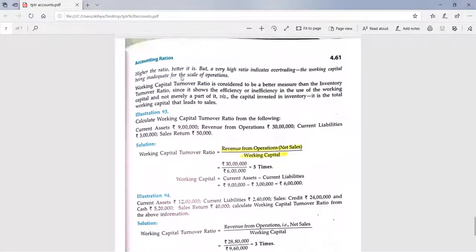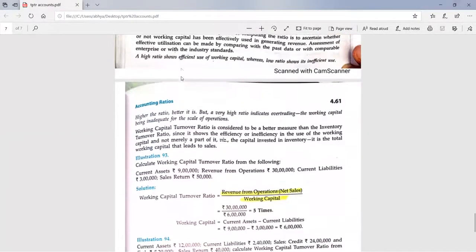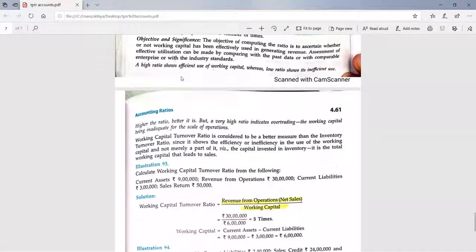The question is on working capital: you have to calculate the working capital turnover ratio. It's a simple question. Current assets 9 lakh, revenue from operations 30 lakh, current liabilities 3 lakh, sales return 50,000. So just put in the values. This is the easiest of the turnover ratios: RFO upon working capital.